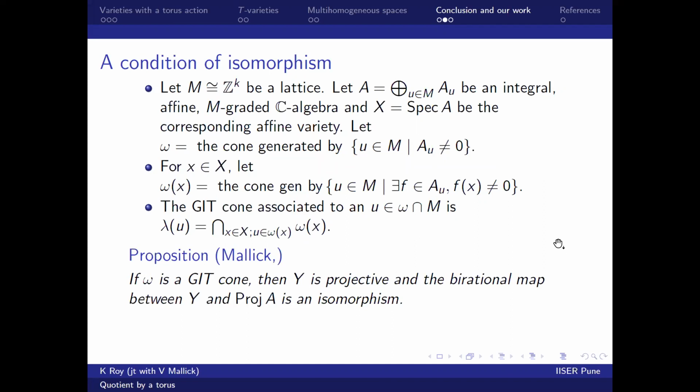And we have shown that if omega is a GIT cone, then Y is projective, and the birational map between Y and proj is an isomorphism. So if omega is a GIT cone, then this is a unique full dimensional GIT cone, and that says that the T-variety Y has to be projective, and the birational map is an isomorphism. And the examples are products of weighted projective spaces.